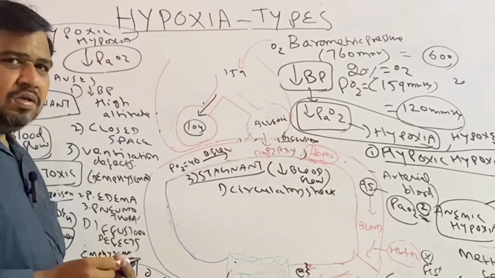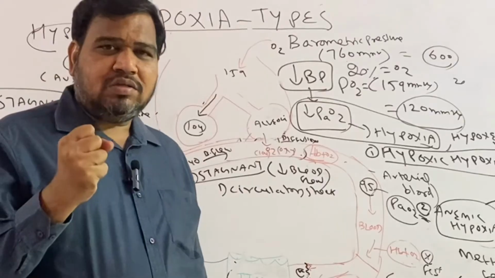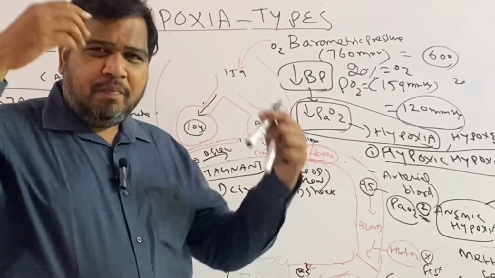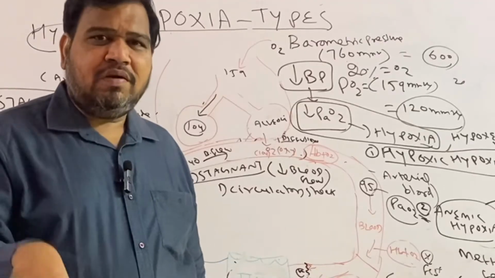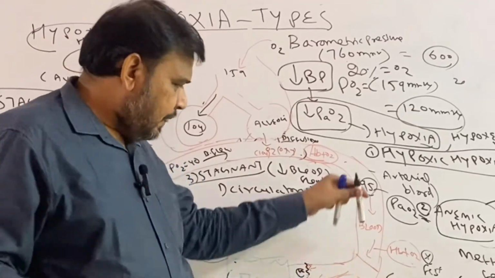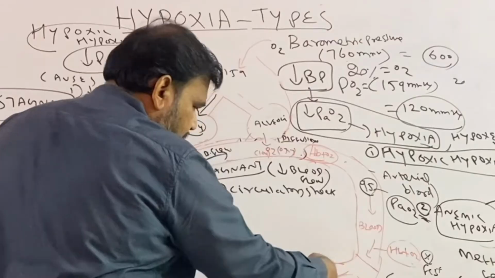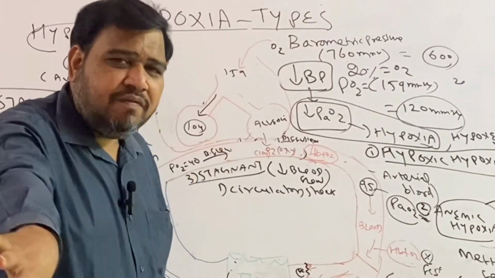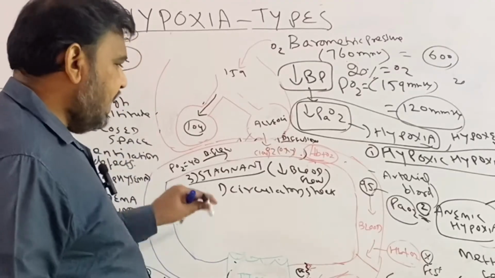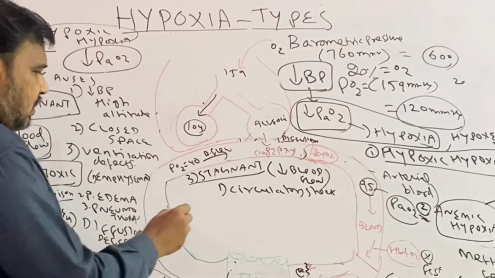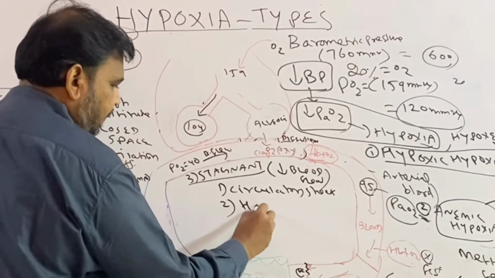So circulatory shock. In circulation, what happens? For example, when the heart is not able to pump properly, when the blood pressure is very, very low, that results in shock. Shock means decreased blood flow. Whenever the blood flow is decreased, the flow reaching the tissue is less. When the blood itself is less, the oxygen also will be less. So it is resulting in stagnant hypoxia. So one reason is circulatory shock, another reason is heart failure.